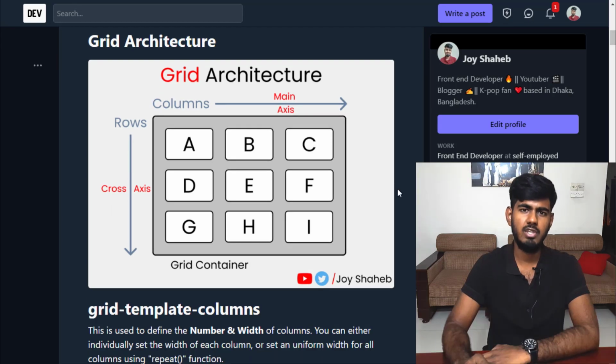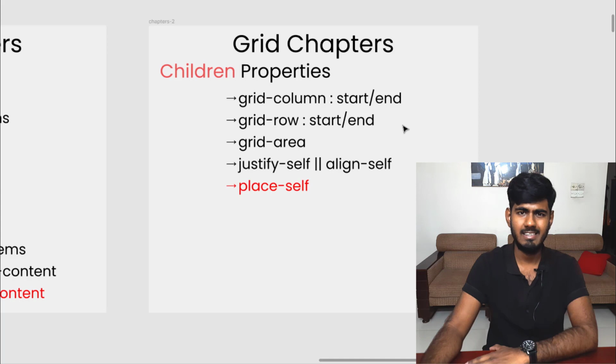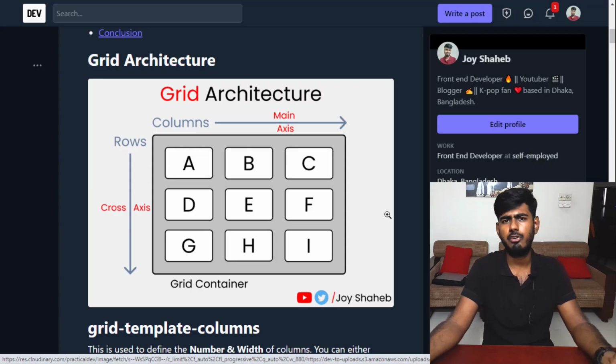One cool feature of using the grid model is that you can combine multiple columns and you can also combine multiple rows, just like Microsoft spreadsheet, into a single cell. We're going to discuss that in detail when we are discussing these properties over here, the grid template start by end and the grid row start by end. So we are pretty much done with the grid architecture.